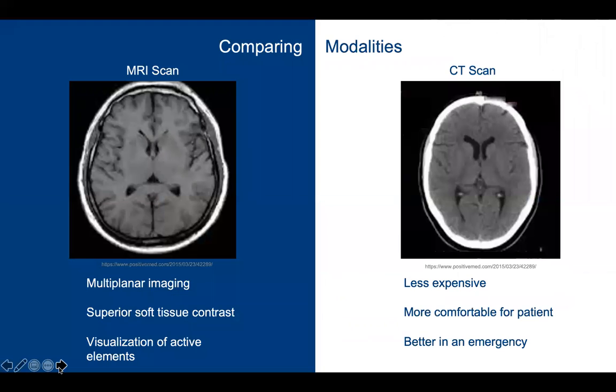MRI scans have multiple advantages and disadvantages when compared to other imaging modalities.